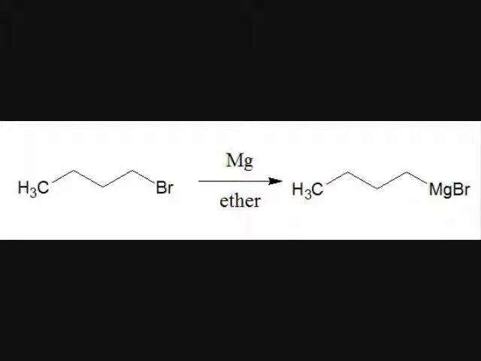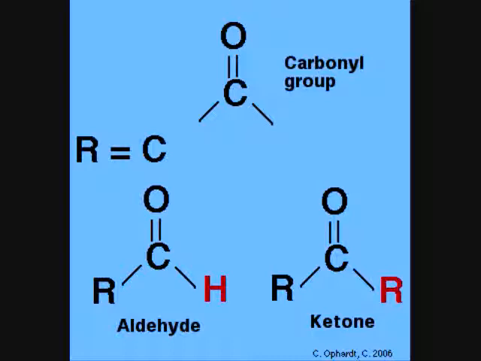This Grignard reagent, as it is known, will react with carbonyl compounds containing a carbon-oxygen double bond, to produce alcohols following an aqueous acid workup. The type of carbonyl compound used affects the structure of the products.